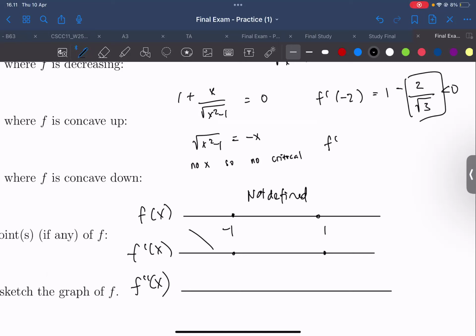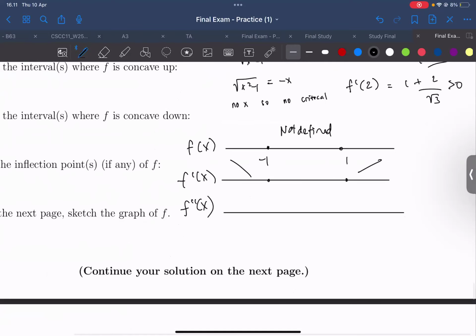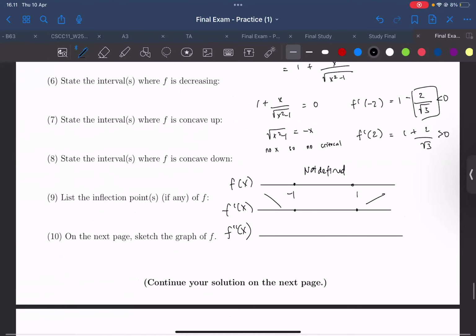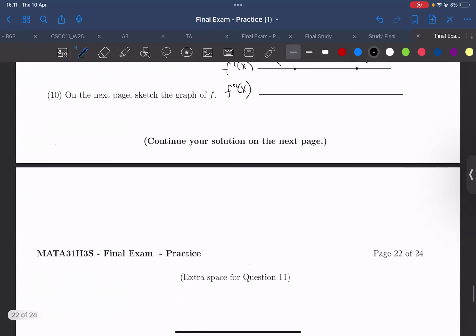Then if we do f prime of 2, we get 1 plus 2 over root 3. So we know that's greater than 0. So after 1, it will increase. And we do the same thing for the concavity. For the concavity, we just need to find the second derivative.